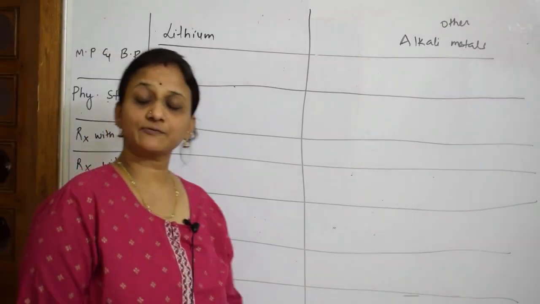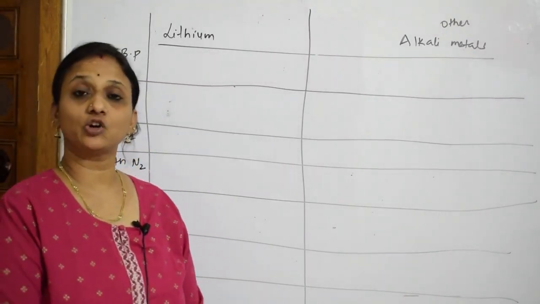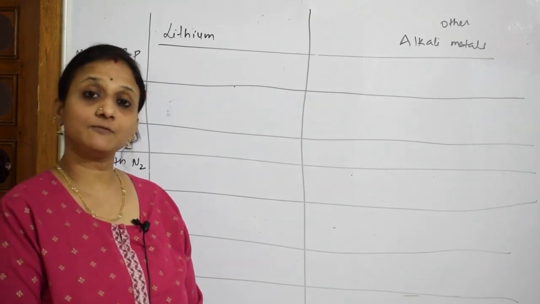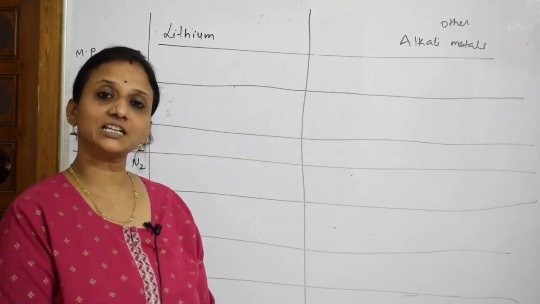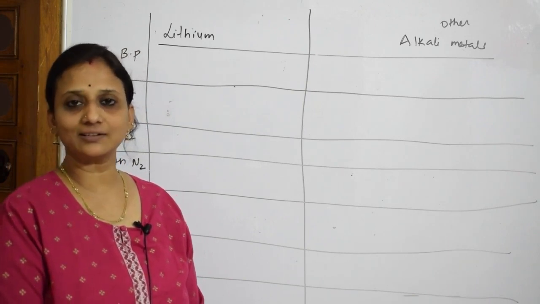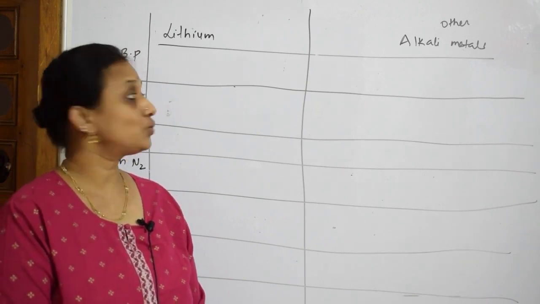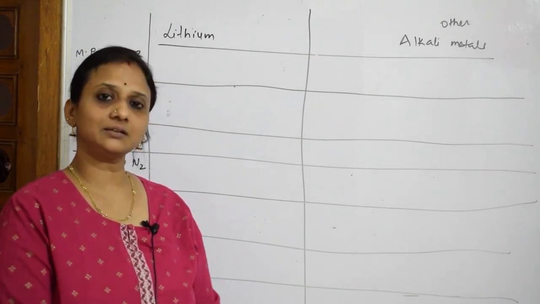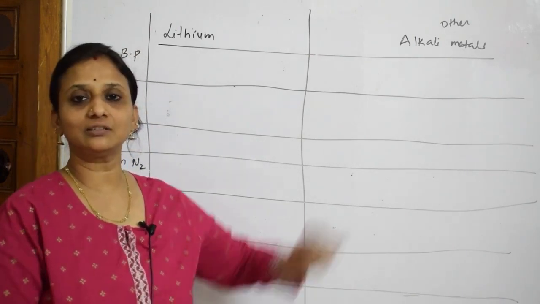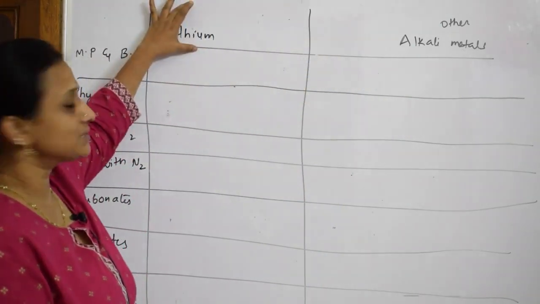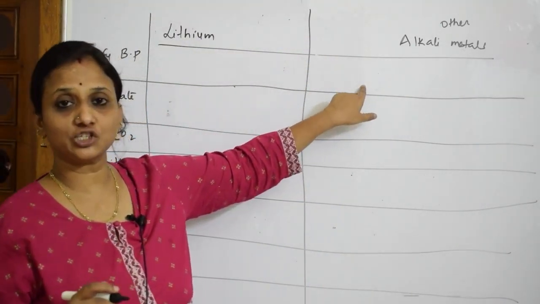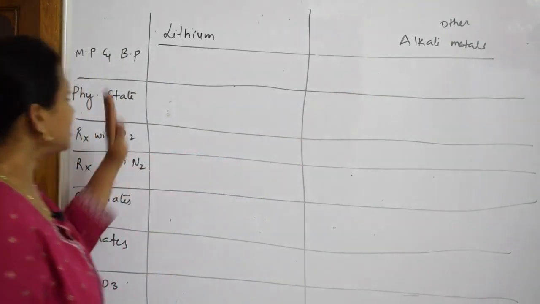Right. So first I taught you why lithium shows anomalous properties compared to other alkali metals. Then I taught you the similarities between lithium and magnesium, the diagonal relationship. Now I'm going to teach you which properties particularly differentiate lithium from the other alkali metals. So I've picked lithium as a heading, and now I'll be explaining it against sodium, potassium, rubidium. Let us see the comparison.